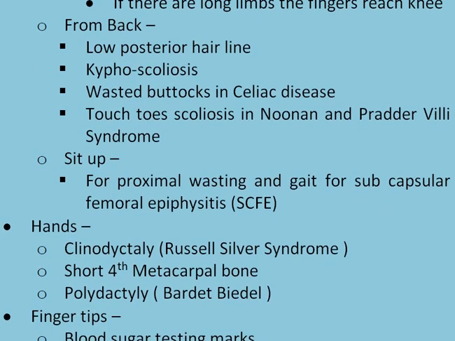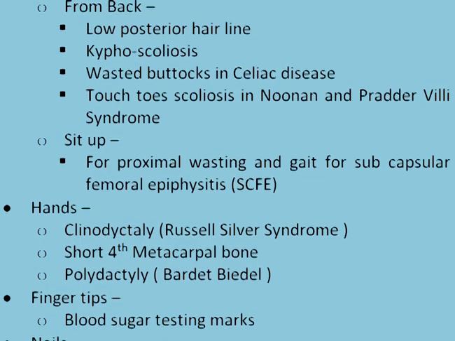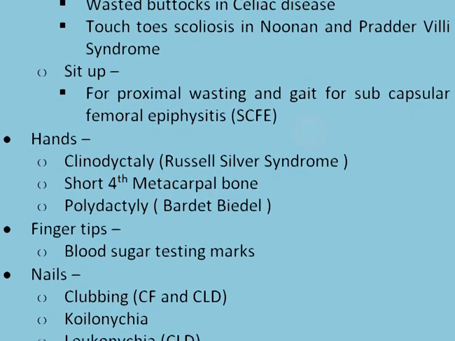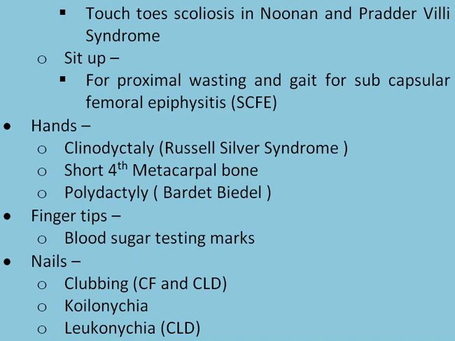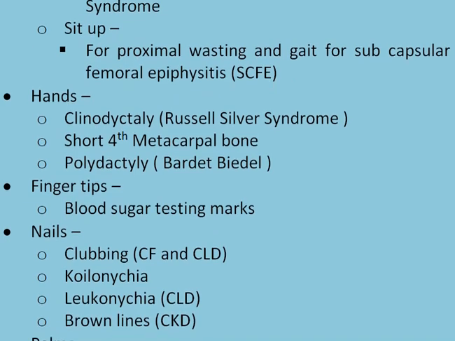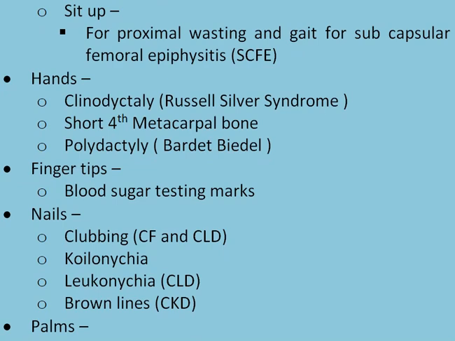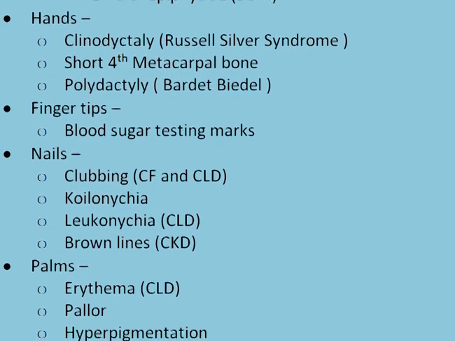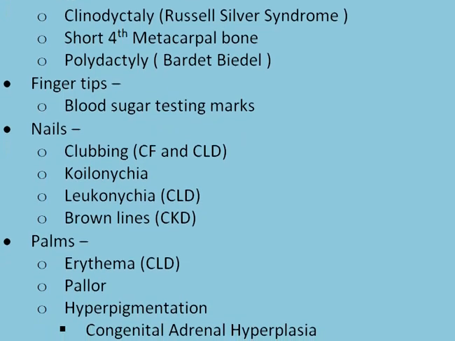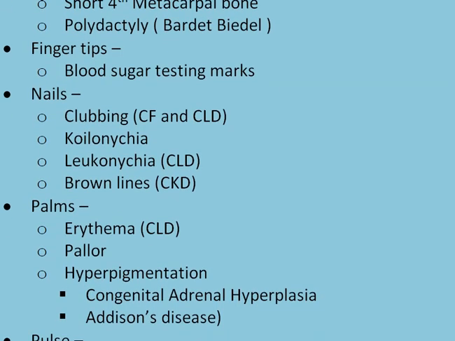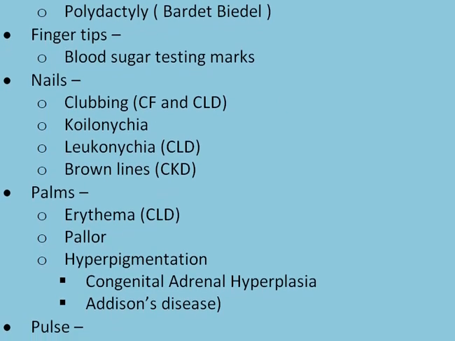Then you check the hands for the clinodactyly, which occurs in the Russell-Silver syndrome, short fourth metacarpal bone, which has been told before, polydactyly in Bardet-Biedl syndrome. Then you check the fingertips for blood sugar marking, nails for clubbing, cystic fibrosis and chronic liver disease, chylonychia, leukonychia, which occurs in chronic liver disease, brown lines which occur in the chronic kidney disease. Then you check the palms for the erythema, which is a feature of chronic liver disease, pallor, hyperpigmentation, which occurs in congenital adrenal hyperplasia and Addison's disease.